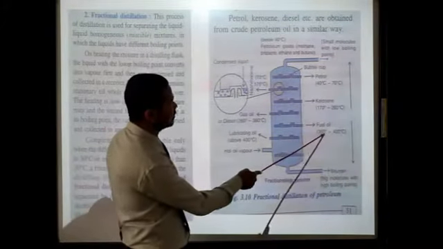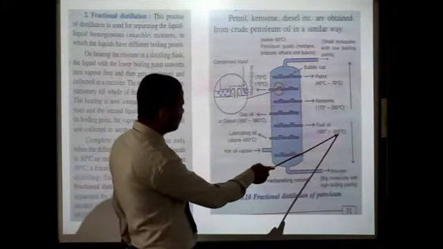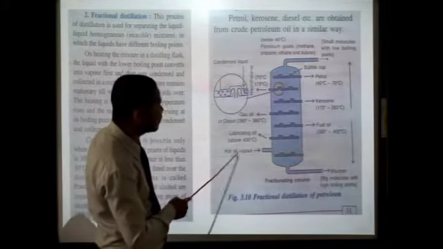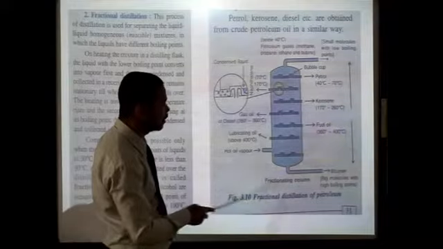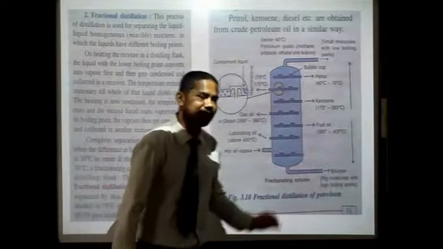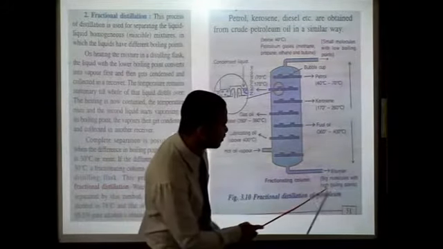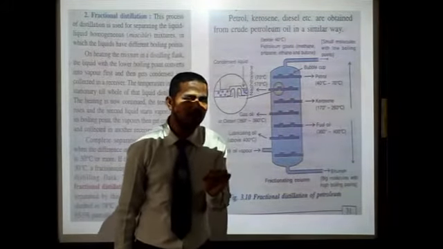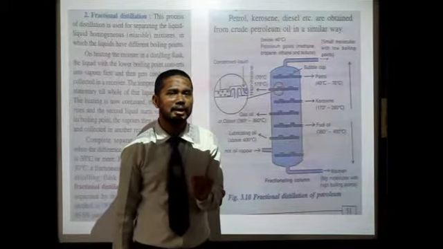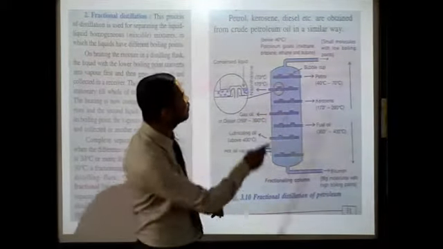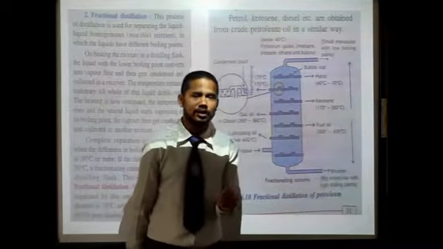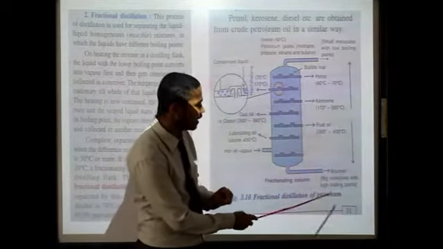Then fuel oil, because its temperature is 360 to 400. Then lubricating oil. And last, hot oil vapor. So last is bitumen, the big molecules with high boiling point. So which is the last component that can be separated from crude petroleum oil? That is bitumen. Why? Because its boiling point is high.